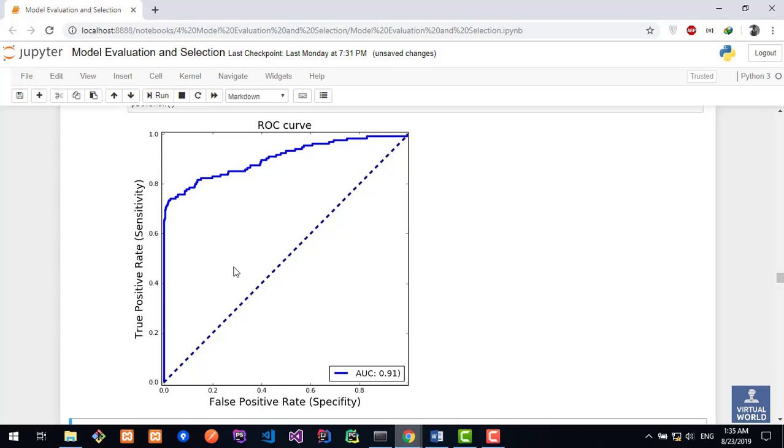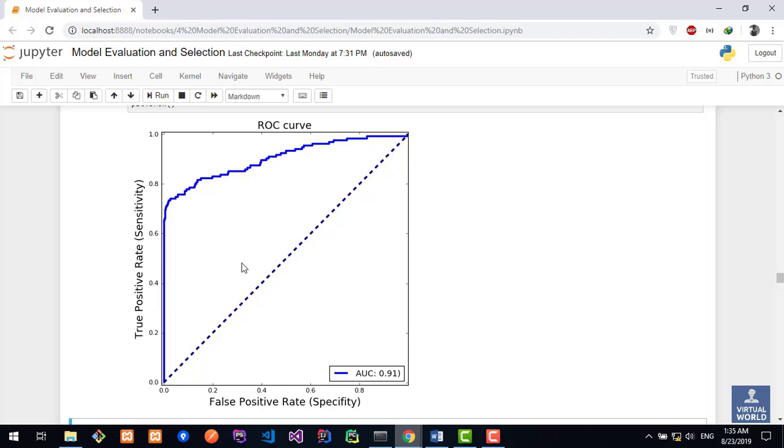AUC has a range between 0 and 1, and the greater the value, the better is the performance of our model. In the AUC graph, the top left corner is the ideal point, where false positive rate is 0 and true positive rate is 1. So why should we use area under curve?